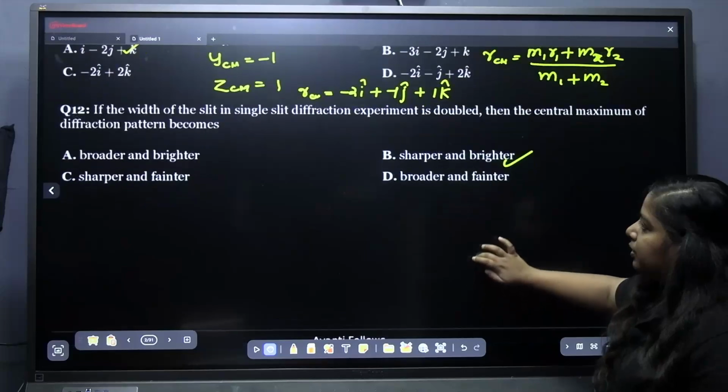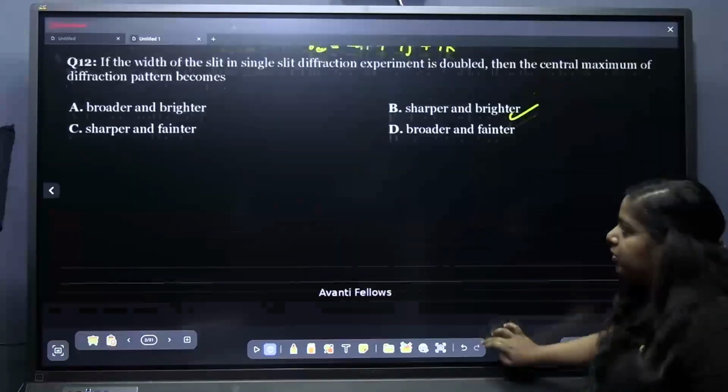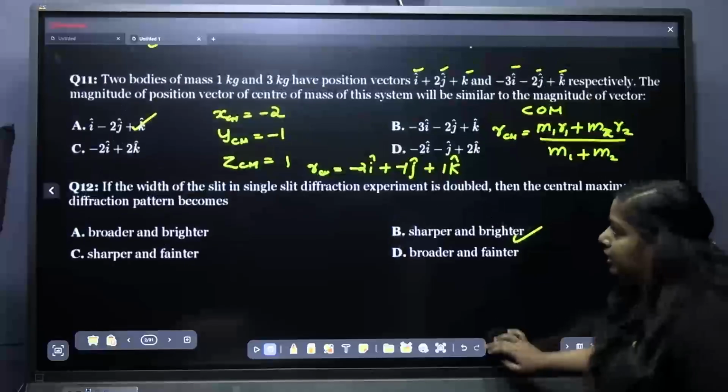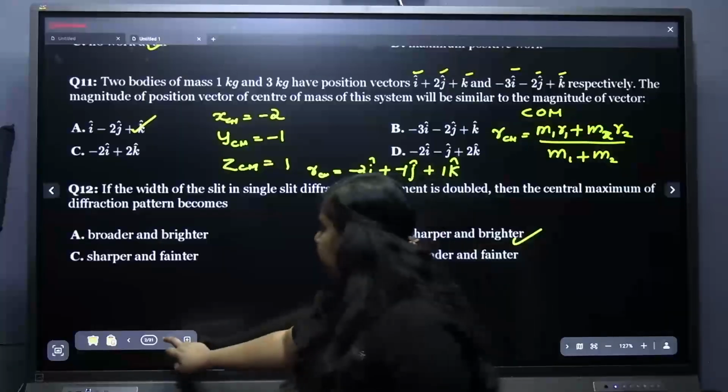Okay, so I hope it is clear for all. It's a direct concept question only, there is nothing else in that. So we have completed question 12. Let's go to question 13.